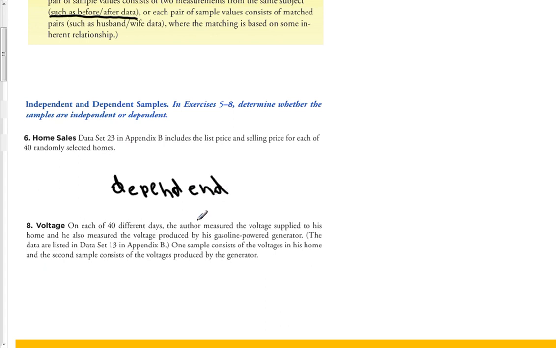Now, number 8. On each of 40 different days, the author measured the voltage supplied to his home, and he also measured the voltage produced by his gasoline-powered generator. One sample consists of voltages in his home. The second sample consists of voltages produced by the generator. I spelled dependent up here. That's dependent.